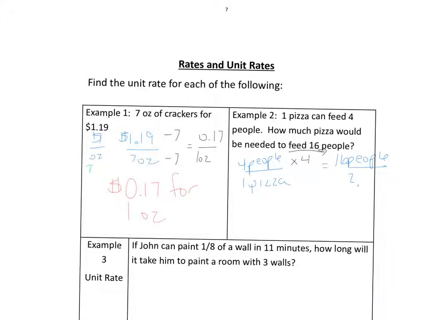Using multiplication, only multiplication or division, we can multiply by 4. But what we do to the top, we got to do in the bottom. So therefore, how many pizzas are we going to need to feed 16 people? We would say 1 pizza times 4 would tell us that 4 pizzas feed 16 people.